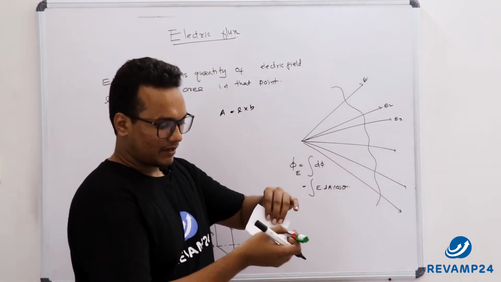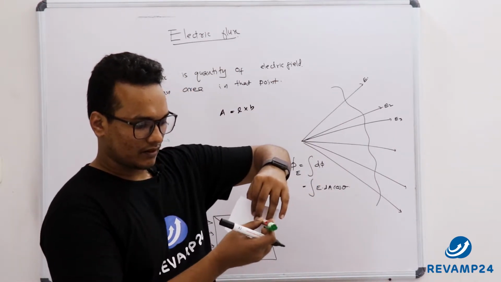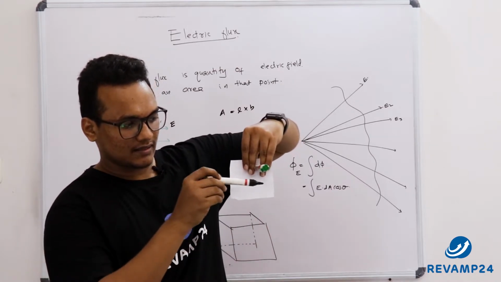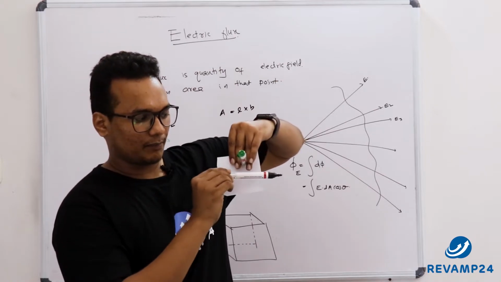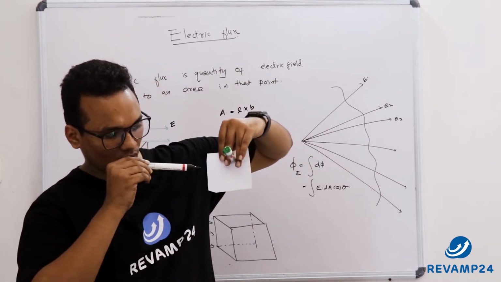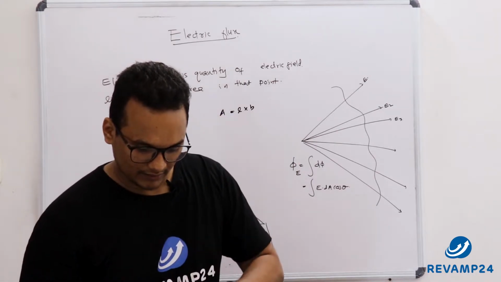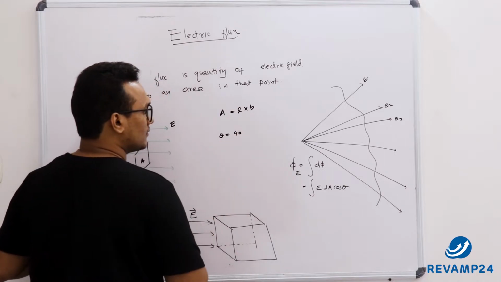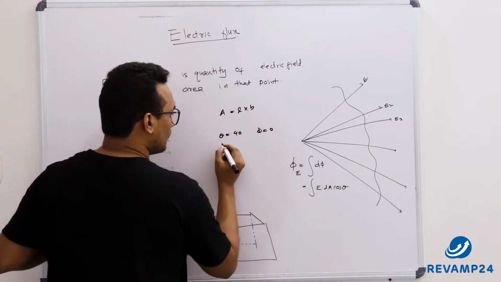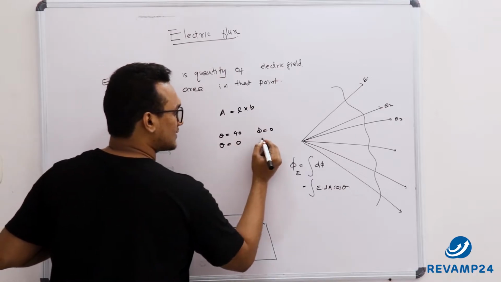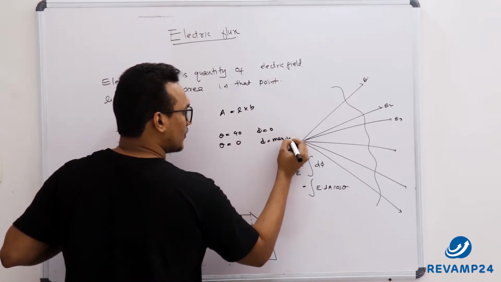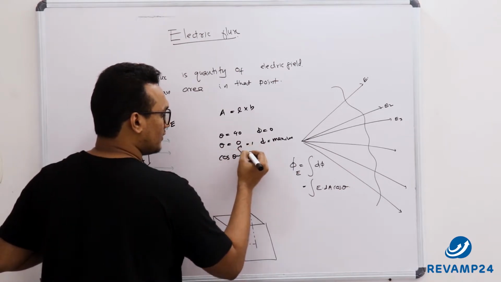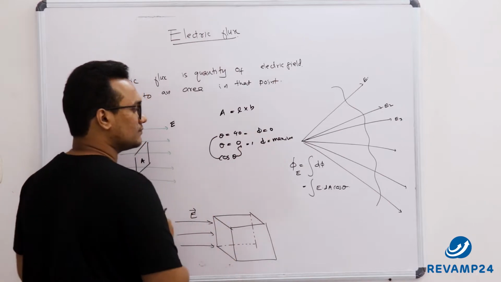At the same time, when I rotate the area in this way, this is the direction of area, perpendicular to the surface, and this is the direction of my electric field line. When they are perpendicular, these electric field lines are not getting linked with this area, that is, not passing through the area. So when theta is equal to 90, the flux has to be 0. When theta is equal to 0, the flux has to be maximum. And what is that function? This is cos theta. So cos 0 is equal to 1 and cos 90 is equal to 0.